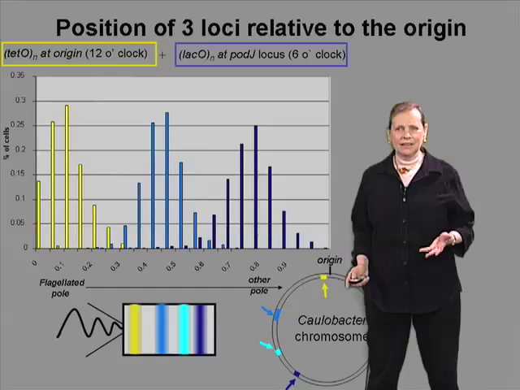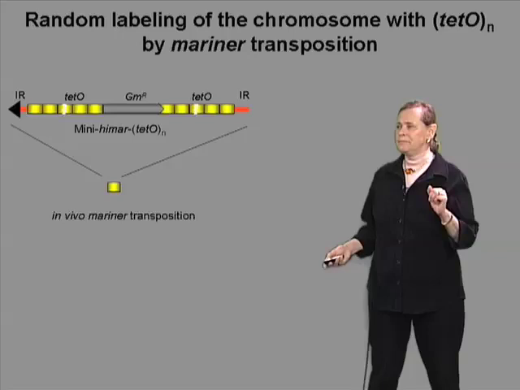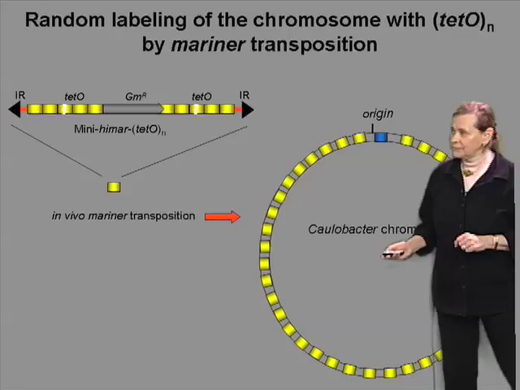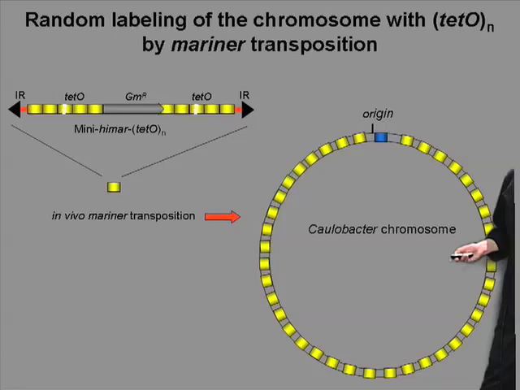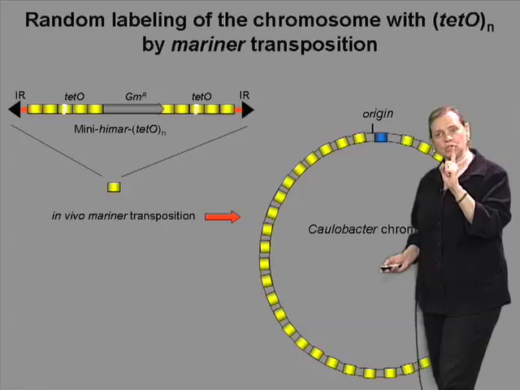What we have to do is look at lots. And so the way in which we looked at lots is we took this Mariner transposon that had all these TetO sequences lined up on them, and we jumped this transposon into the chromosome, shown here, so that we actually jumped in 114 different sites. One transposon jumped in a particular site in an individual cell. So every cell has just one transposon in a particular site.